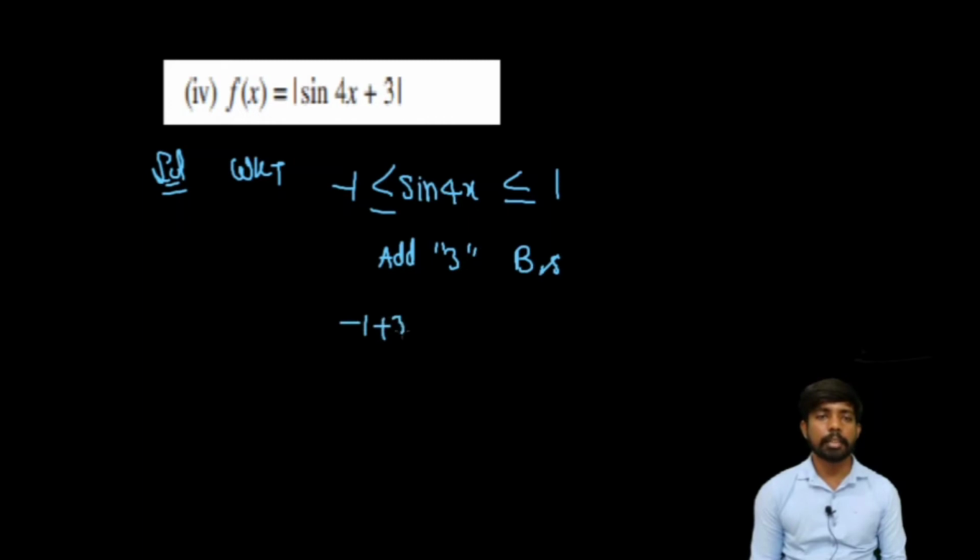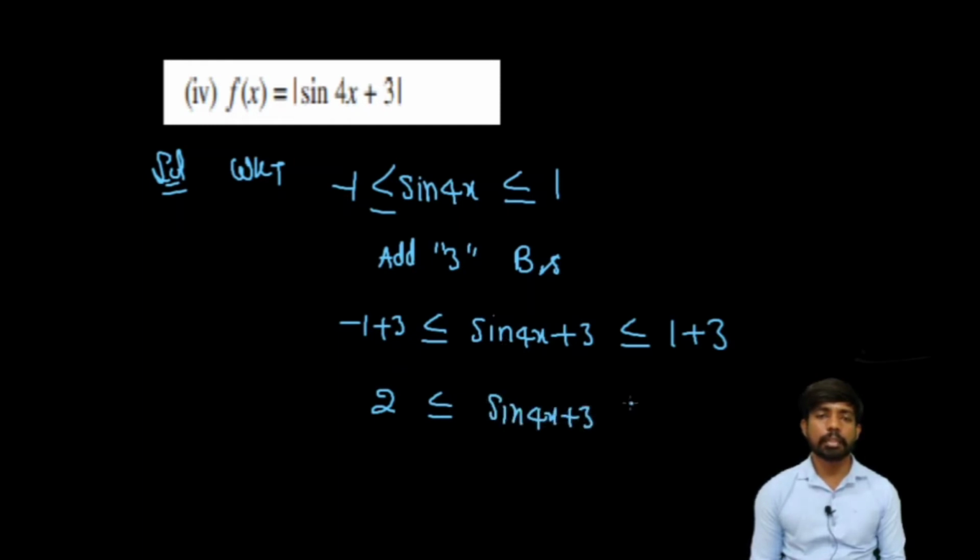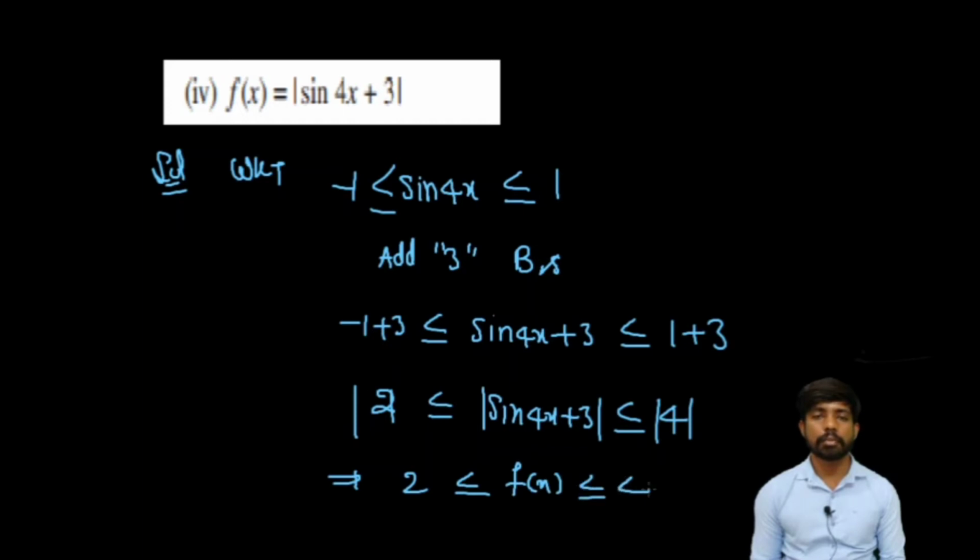So minus 1 plus 3 is less than or equal to sin 4x plus 3, which is less than or equal to 1 plus 3. Minus 1 plus 3 is 2, and 1 plus 3 is 4. Now apply modulus on both sides. So this is 2 less than or equal to f of x, less than or equal to 4.